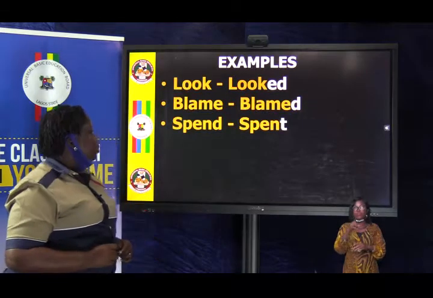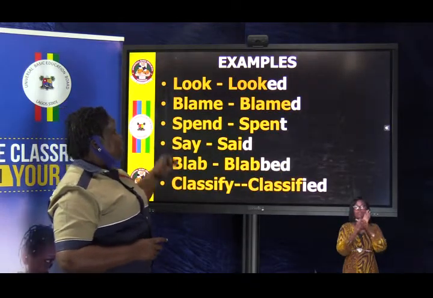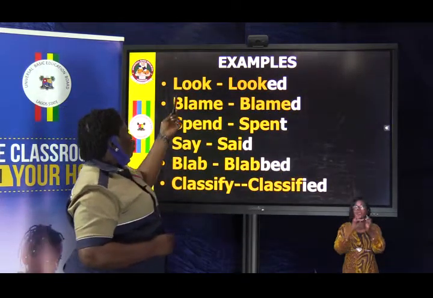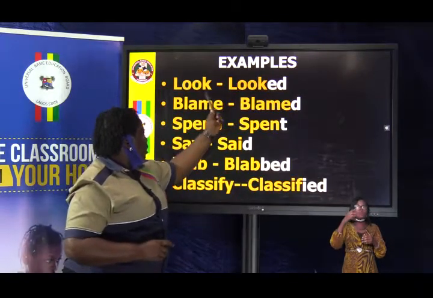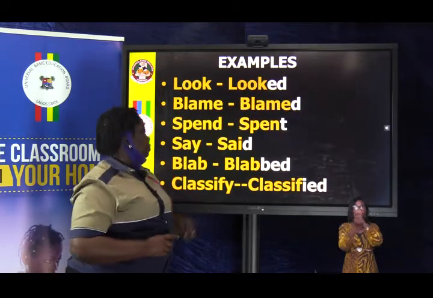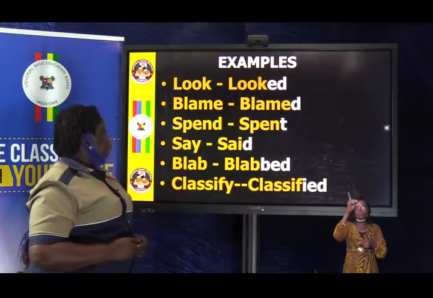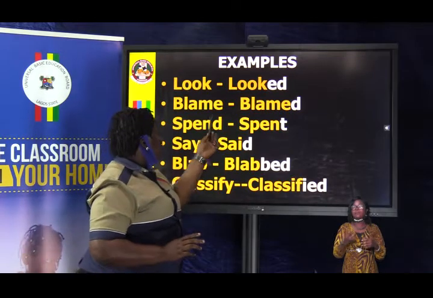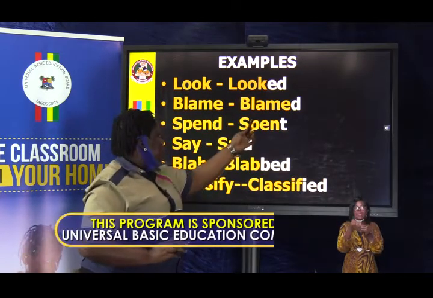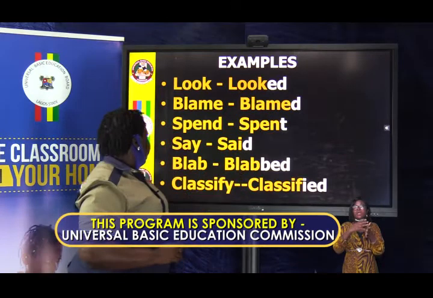You know, I always give you examples. Look at these words. The past tense of look is looked. It's added ED. Blame. To form the past tense of blame, we only add D to it, and it becomes blamed.